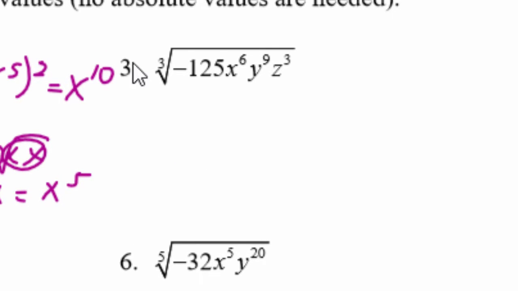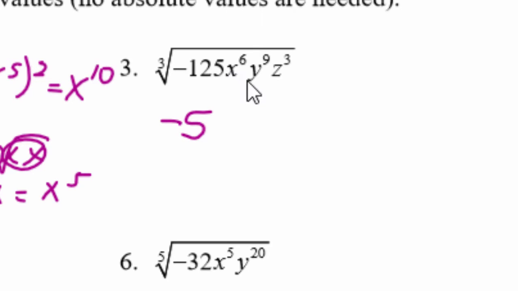All right, look at this one. Cube root of negative 125 x to the 6th y to the 9th c cubed. So the cube root of negative 125. What do we cube to get negative 125? If you said negative 5, you're right. We've used 125 a lot in our factoring of cubes.